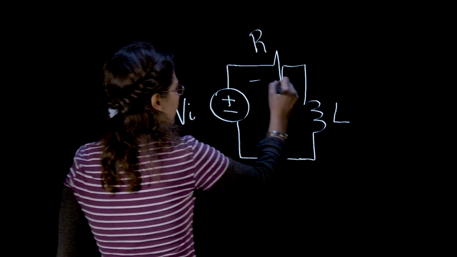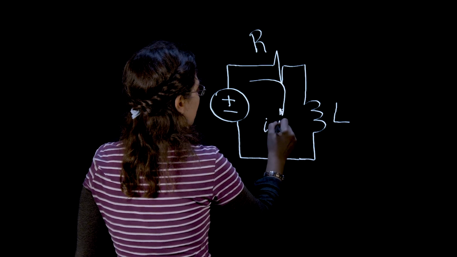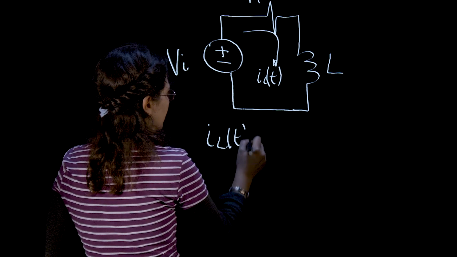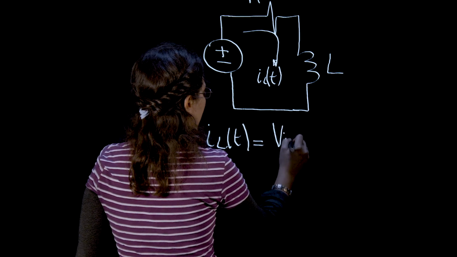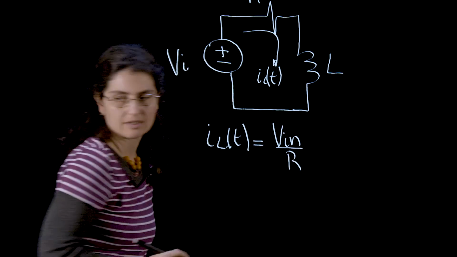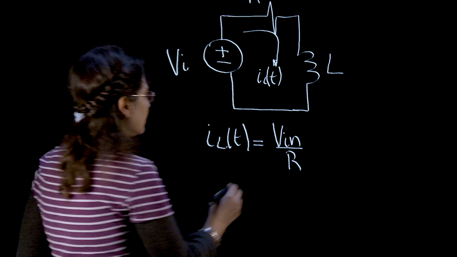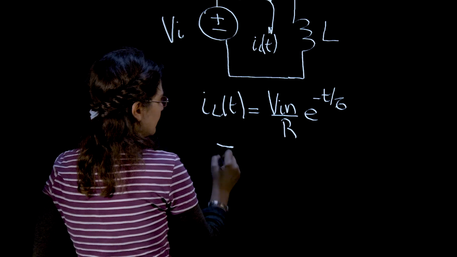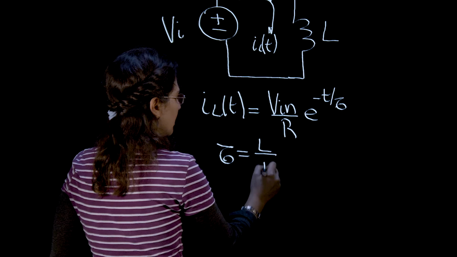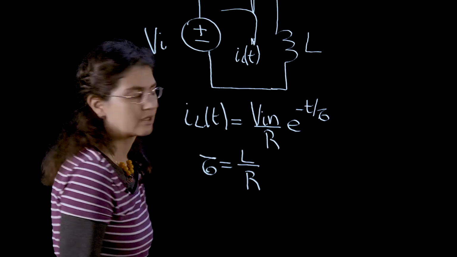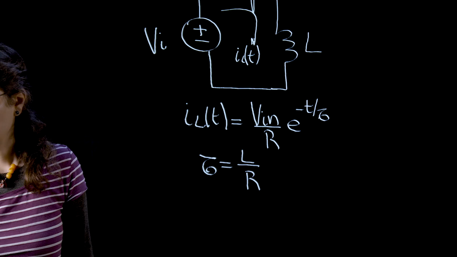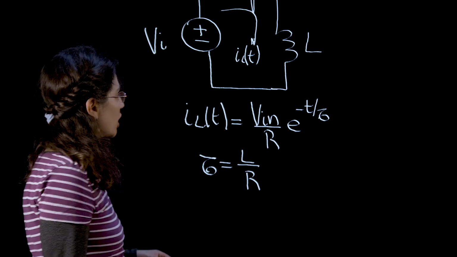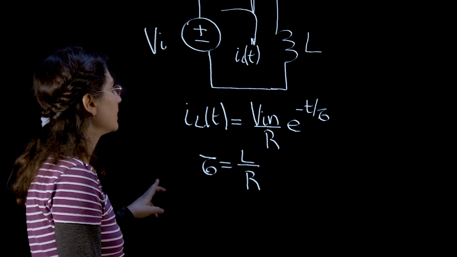In this case, the behavior of our current in the inductor is IL of t equals V in over R times e to the minus t over tau. And tau again, like in the previous video, is L over R. So that is the discharging behavior in the current.